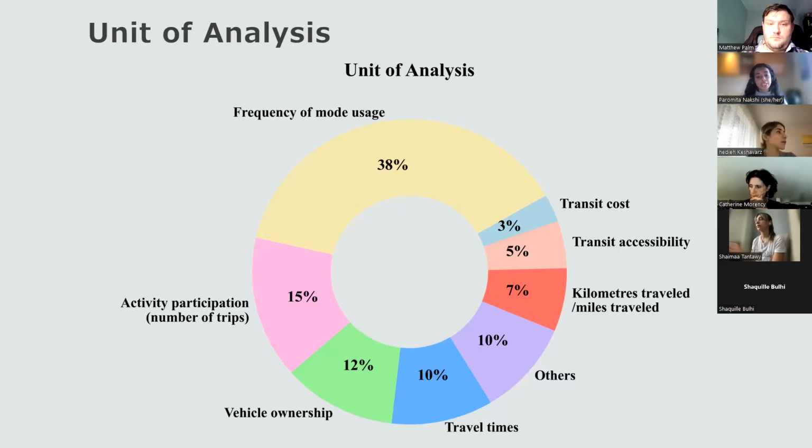And at the same time, activity participation in terms of number of trips was another unit of analysis that we found used quite a few times, as studies try to compare how the number of trips varies by population group, and whether there are suppressed trips, where people planned to make certain trips but, because of some kind of barriers, missed those trips. This kind of comparison was also found in our analysis.